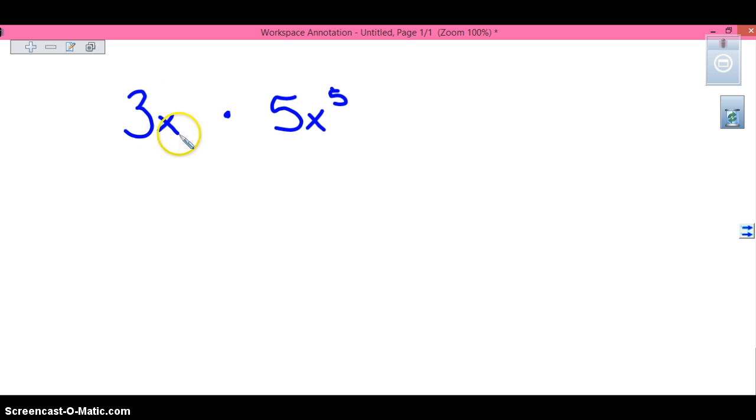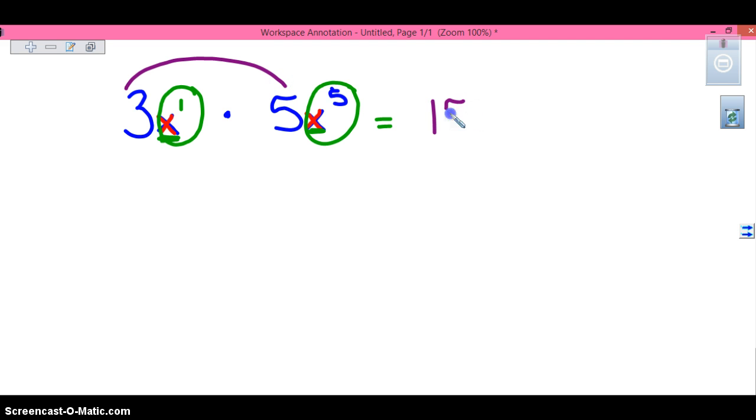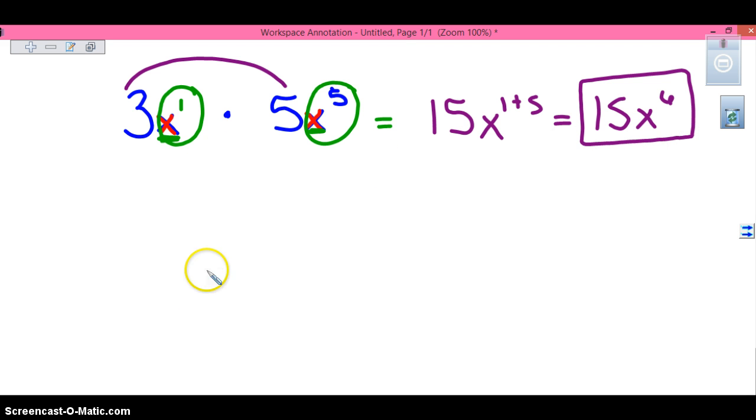We have to multiply 3x times 5x to the fifth power. Our common base would be x. What's the exponent on this x right here? 1. It's an invisible 1. So this is 1 power. And the exponent on this x is 5. So our common base is x. That means that when we're multiplying this, we multiply 3 times 5, we get 15, and then x, 1 plus 5, that means 15x to the 6th power. So we only add the exponents when they have a common base.